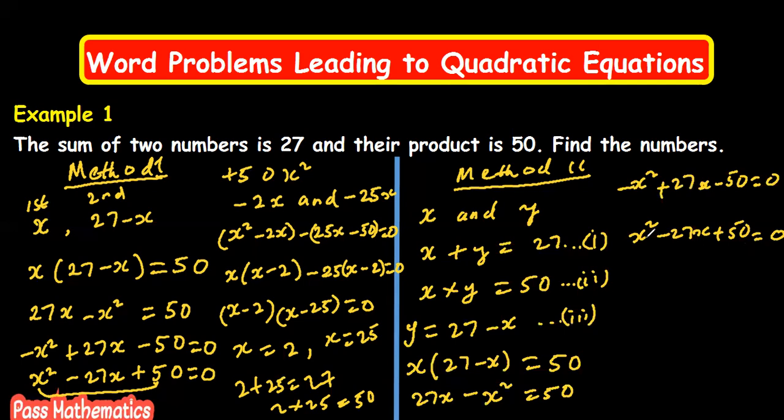And then you can see you have gotten the same quadratic equation like this one, the same quadratic equation, and then you just factorize, that is x minus 2, and then you have x minus 25 like this equal to 0. So x is 2 as usual, and x is 25. So this is the second method, which is a quadratic simultaneous equation. Very simple. So let's take another example.